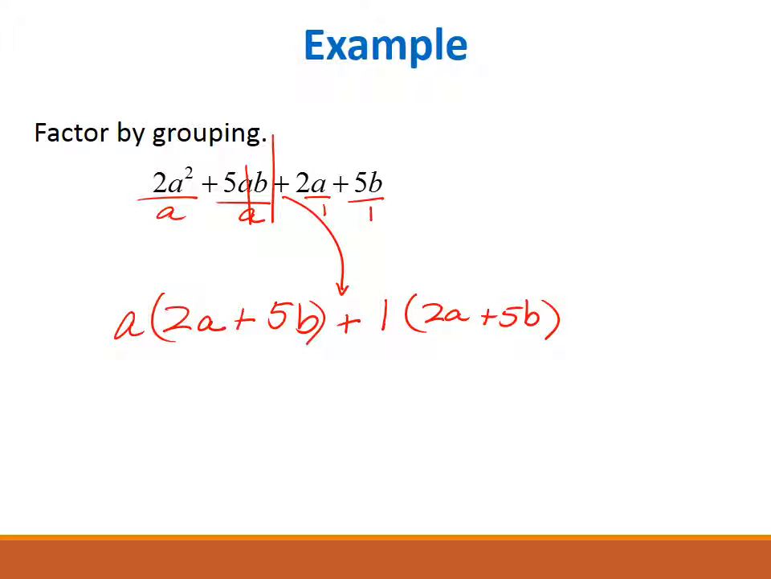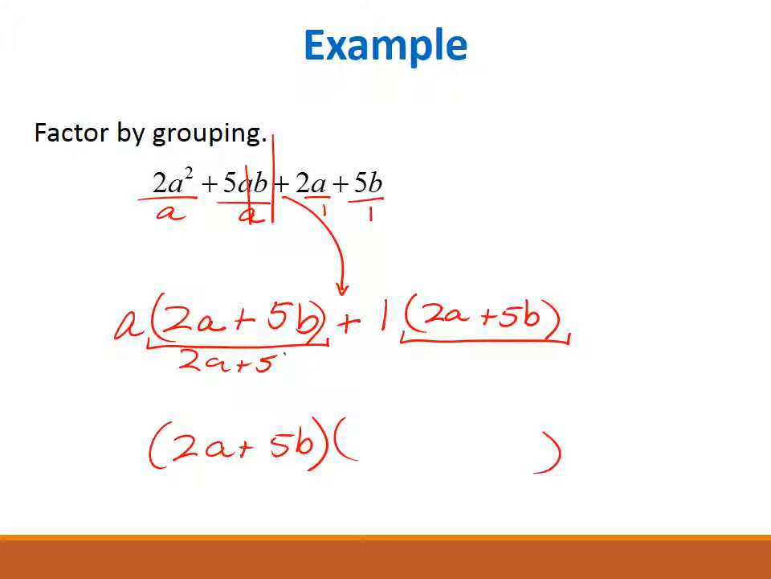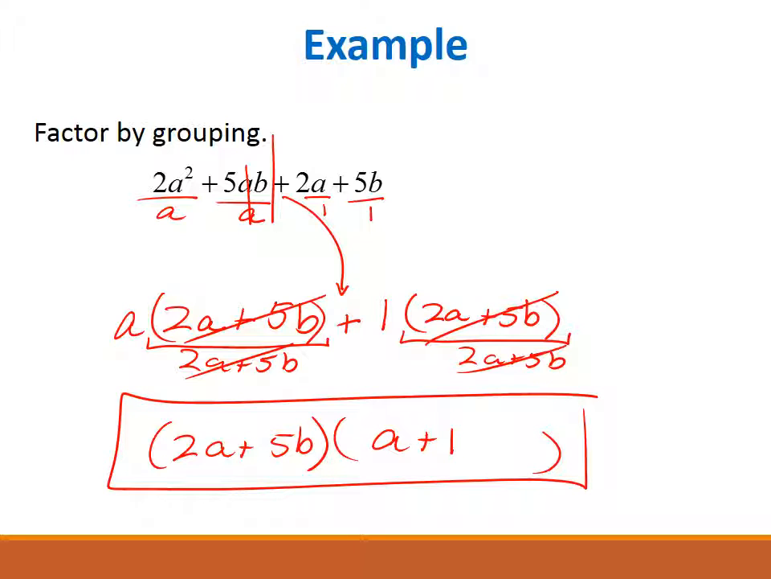Now you can quickly see the common binomial that sits in the parentheses. Put that 2a plus 5b GCF in the front, and when you divide 2a plus 5b out of both the front and back half of your polynomial, it leaves you with a plus 1. That is your final answer.